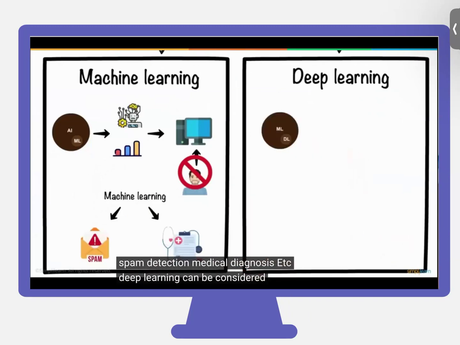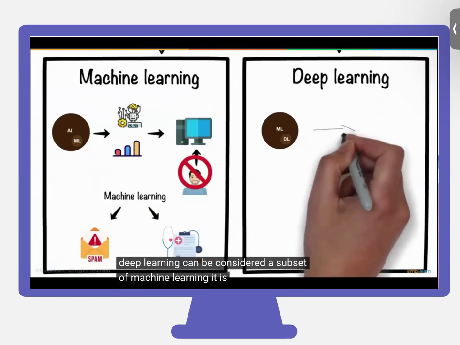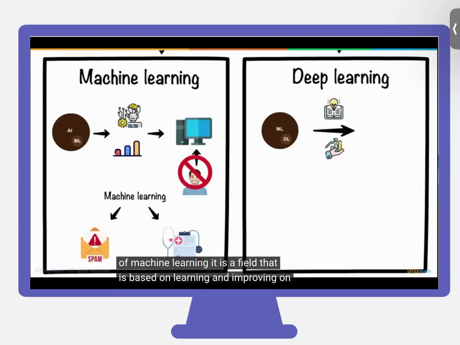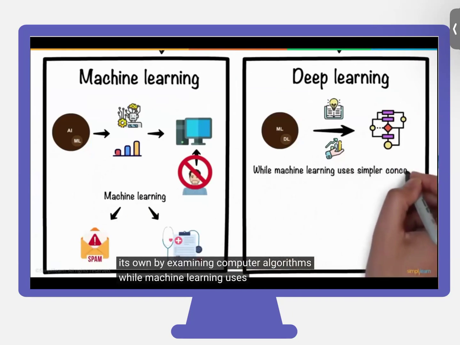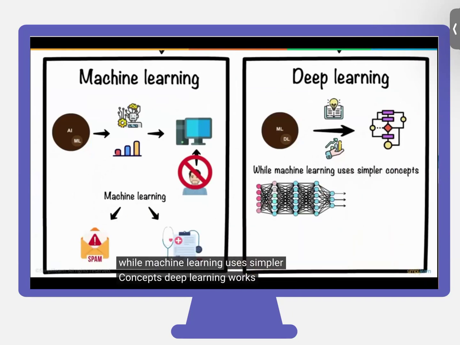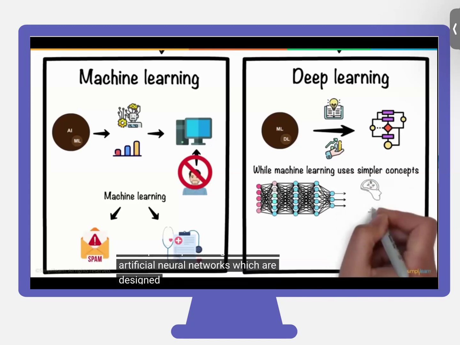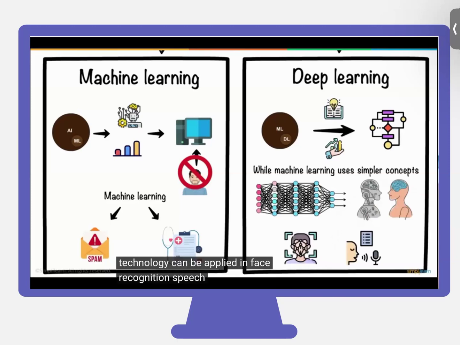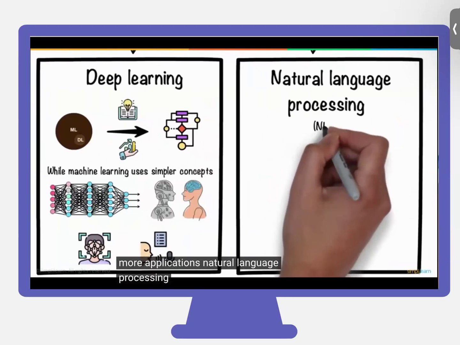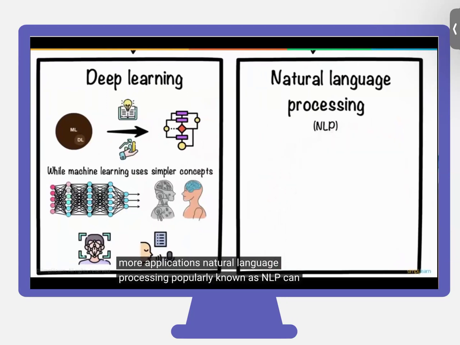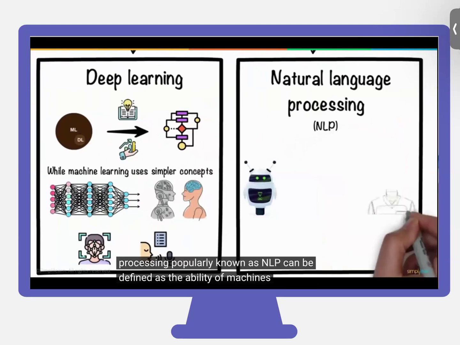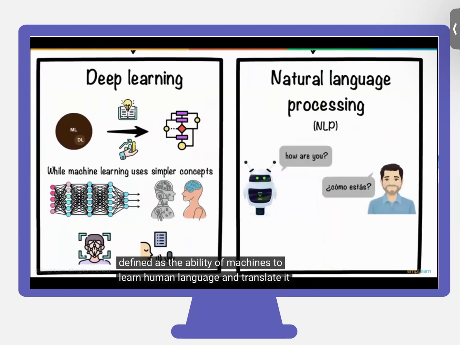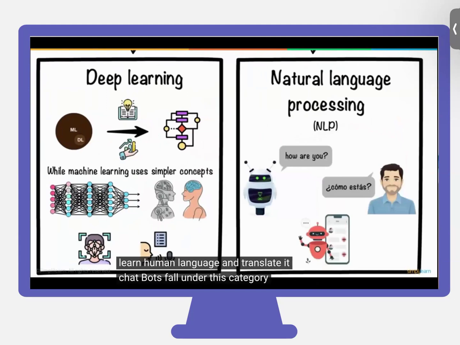Deep learning can be considered a subset of machine learning. It is a field that is based on learning and improving on its own by examining computer algorithms. While machine learning uses simpler concepts, deep learning works with artificial neural networks, which are designed to imitate the human brain. This technology can be applied in face recognition, speech recognition, and many more applications. Natural language processing, popularly known as NLP, can be defined as the ability of machines to learn human language and translate it. Chatbots fall under this category.